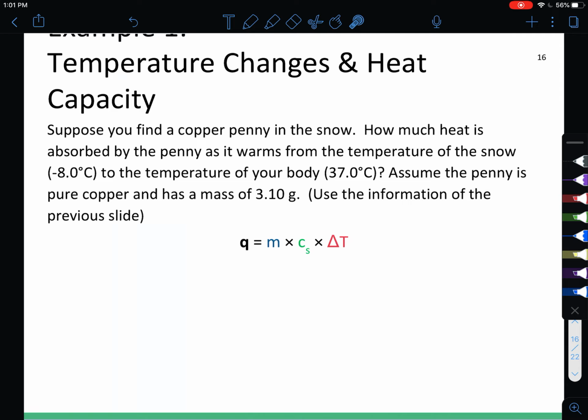All right, first example. And as I'm going through this, I'm going to highlight our different variables in the same color so that they match up with the equation.